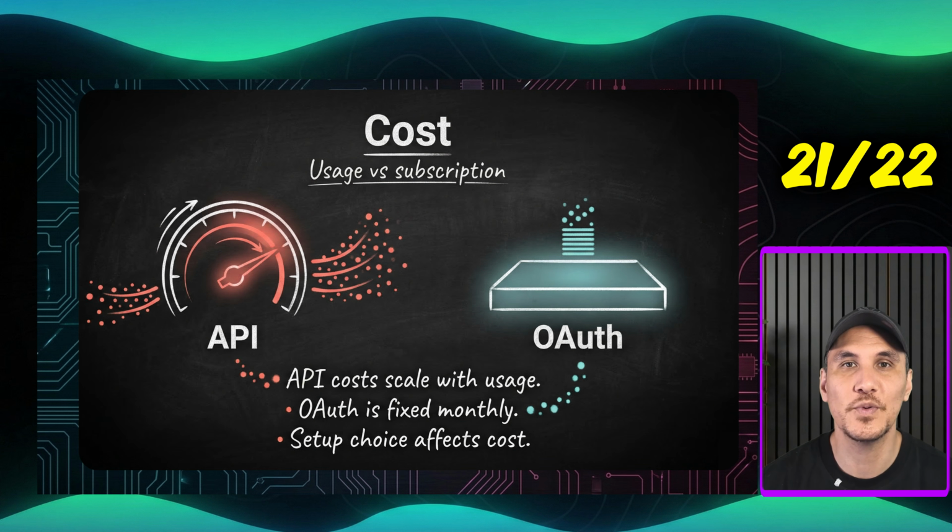So here's a simple guideline. If you're a developer testing at scale or building advanced workflows, APIs give you the flexibility, but if you're just getting started or want predictable cost, a subscription-based setup is usually the better choice because it lets you run your agent continuously without worrying about unexpected bills.